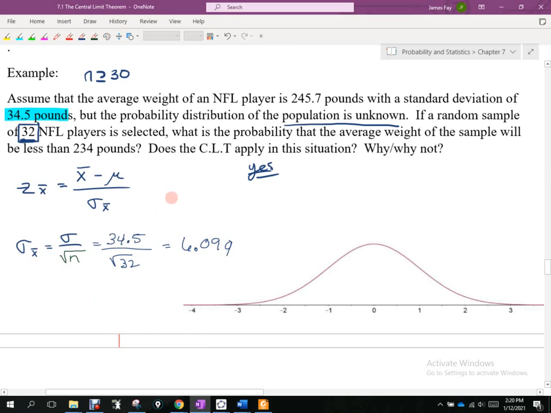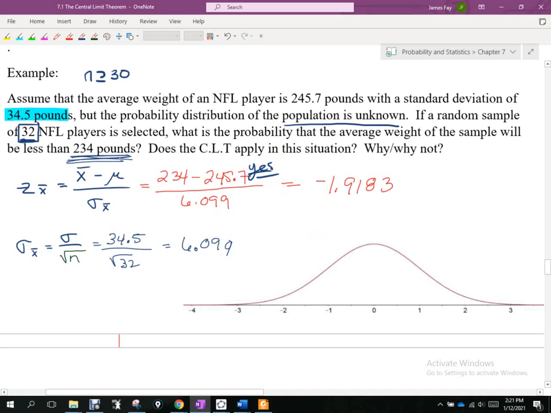So now if I want to find the z-score for 234 pounds, because that's what we're interested in. We're interested in this group of 32, but their mean weight is less than 234. So we're going to take 234 as our x-bar, subtract our mean of 245.7, and then divide that by sigma sub x-bar, which is 6.099. So go ahead and do that. 234 minus 245.7, and then divide that by 6.099. I'm coming up with a negative 1.9183. That's my z-score.